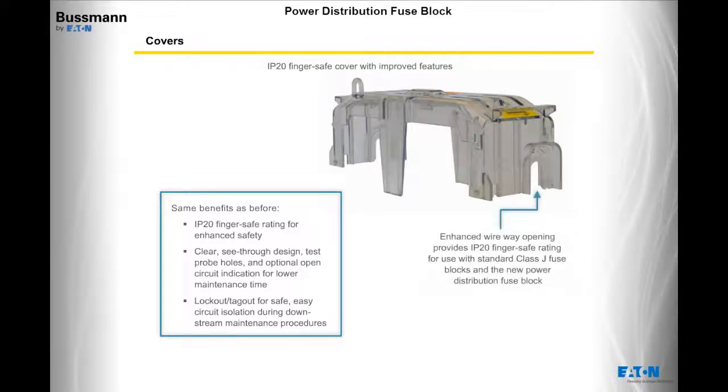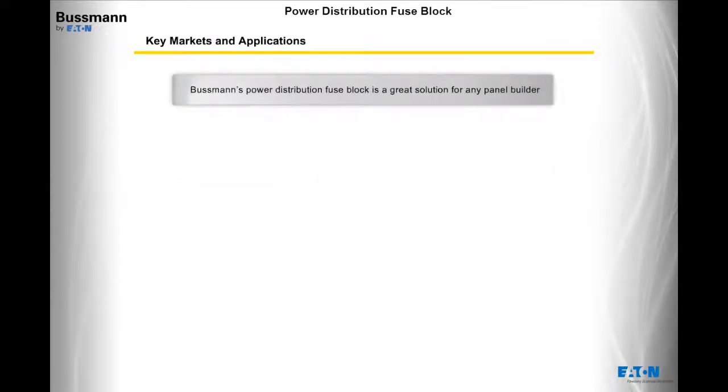The wireway opening has been enhanced so that the cover provides finger-safe protection for the full available wire range for both the standard lug Class J fuse blocks as well as the new power distribution fuse block. The lockout tag out feature has been enhanced to accommodate more locks, allowing a wider array of lockout safety devices to be used. Bussmann's power distribution fuse block is a great solution for any panel builder where space limitations, labor and installation costs, and high short-circuit current ratings are a concern.